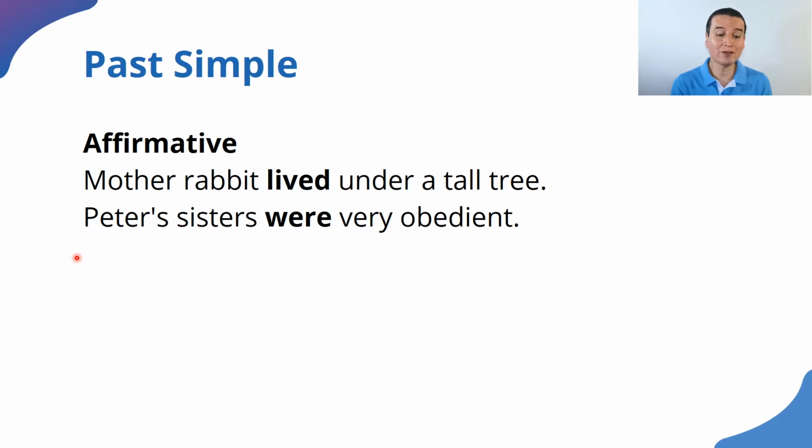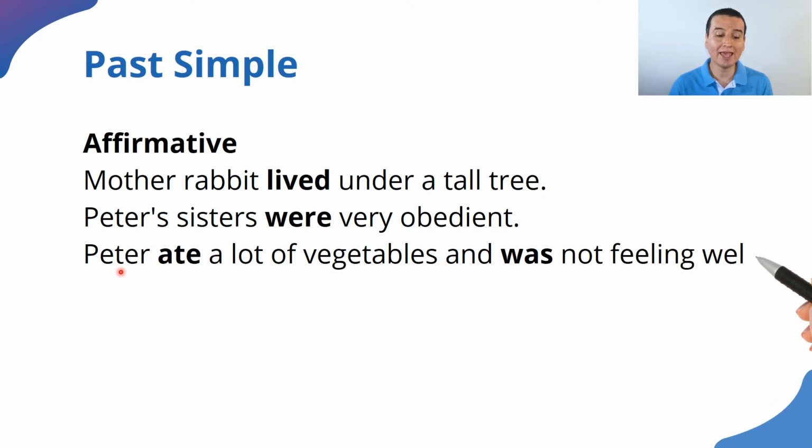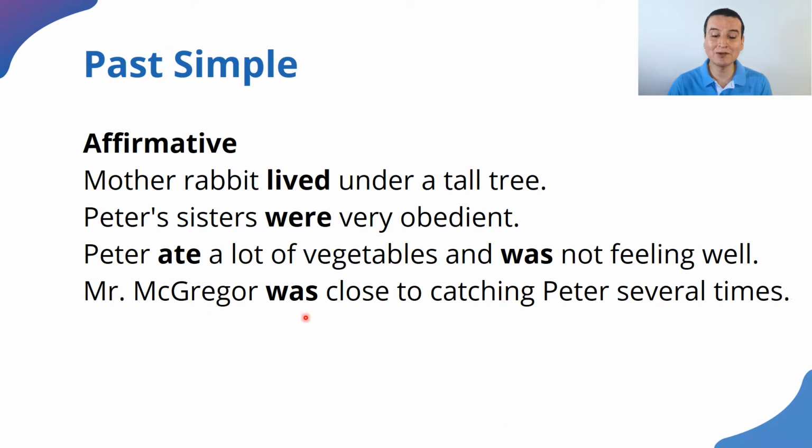Right, we have another irregular verb here. Peter ate a lot of vegetables. So the verb eat has a past form, which is ate, doesn't end in ed, and was not feeling well. So was is irregular as well. Mr. McGregor was close to catching Peter several times. That's another irregular verb. As you can see, all we need to form the past simple is just to use the past form of the verb.